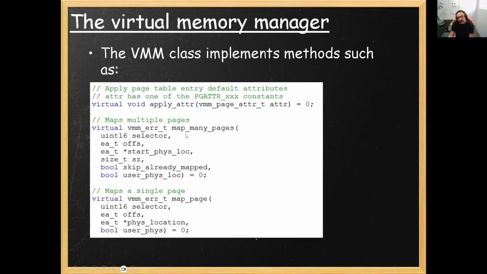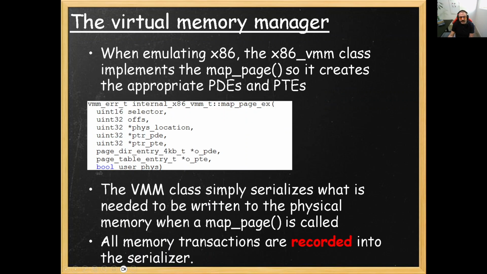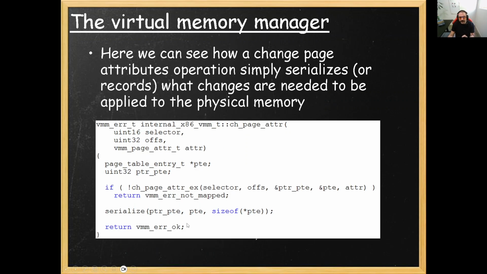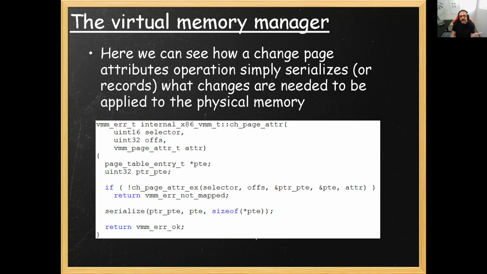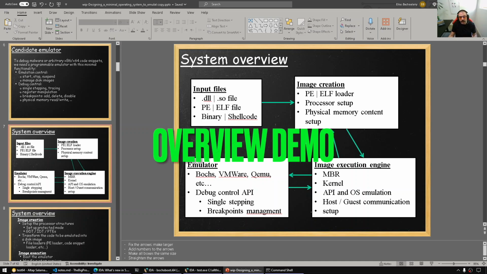So at the higher level in the plugin, I have things like map many pages and map a single page and so on. And then every one of the functions I mentioned will eventually call serialize, meaning record what you wanted to write, at what physical memory, and what are the bytes you wanted to write. That's all it is. Then we send those physical memory writes back to the virtual machine, and like that we have allocated virtual memory. Let me show you what I'm talking about.